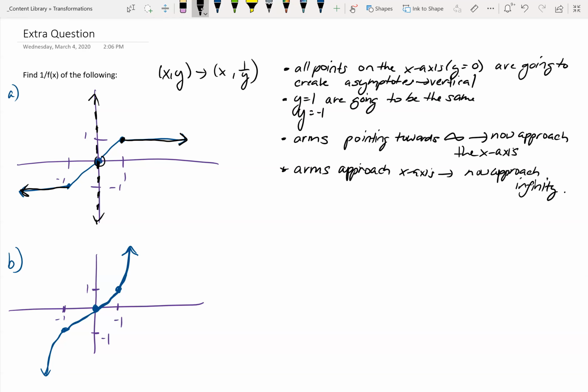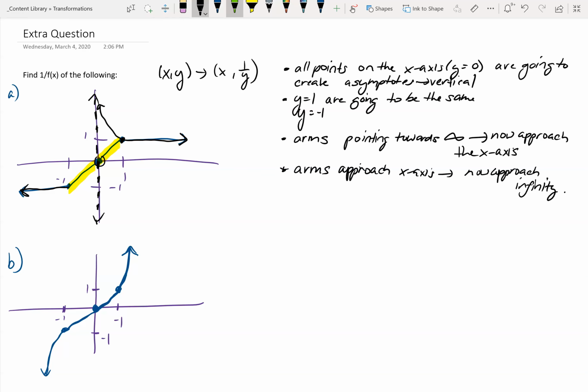Then lastly, it says arm pointing towards infinity. We don't have any arms pointing towards infinity in this case. It's just going straight at y equals 1 or y equals negative 1, so we don't need to worry about that point. But arms approaching the x-axis now approach infinity. So these parts here are getting closer and closer to 0. That means if I reciprocate this, it's now going to approach infinity instead. So it's going to hug a vertical asymptote.